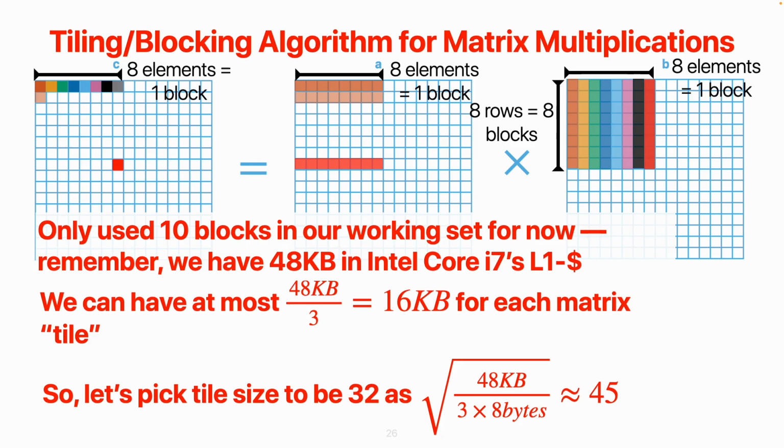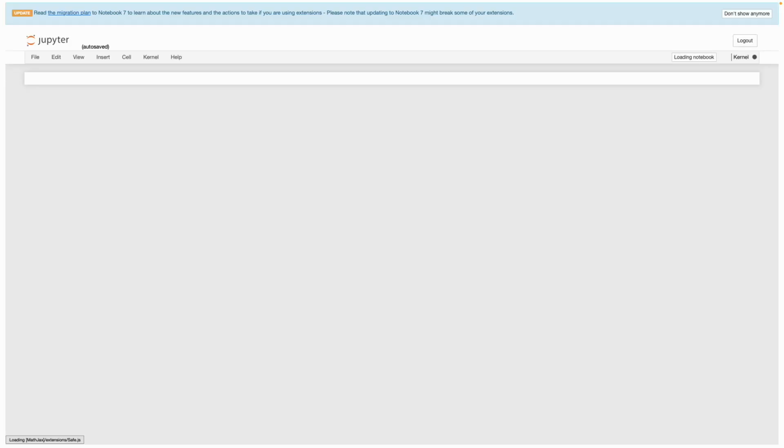Agree? So now, 45 is definitely going to cut a lot of boundaries. So what if we just pick it at 32? Do you agree this is the tile size that won't cause a lot of capacity misses? Do you agree with that? Okay, we are good at that. Okay, so let's look at a demo.